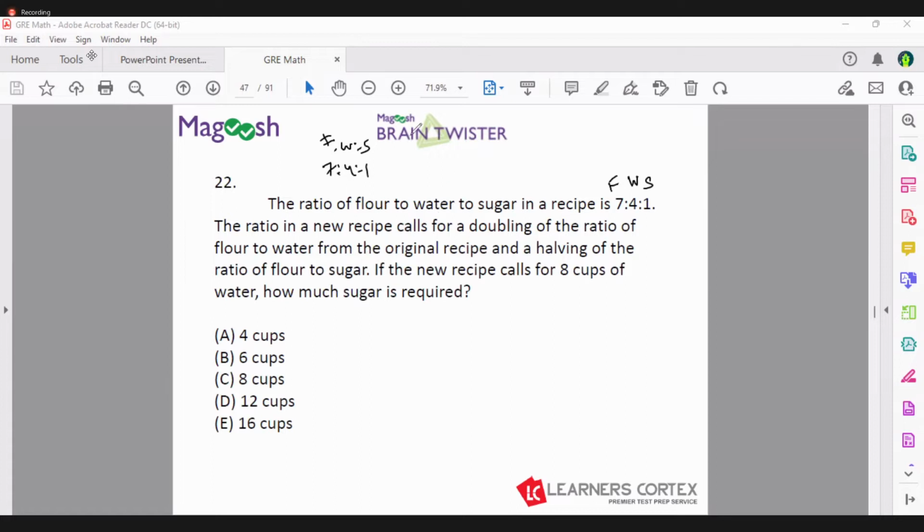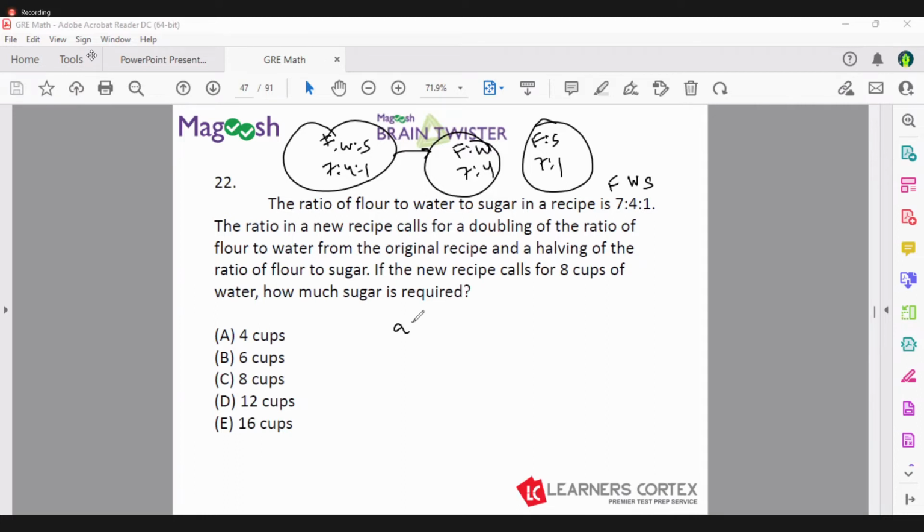The new recipe, now the thing is, this ratio can also be written as flour is to water. We can take the elements from this and write this as well. Now it is given that the new recipe calls for doubling of the ratio of flour to water. Whenever we are doubling a particular ratio, let's say the ratio is A is to B, we basically multiply it by 2. This does not mean making an equivalent ratio. This means only multiplying the antecedent by 2. So this makes it 2A by B.